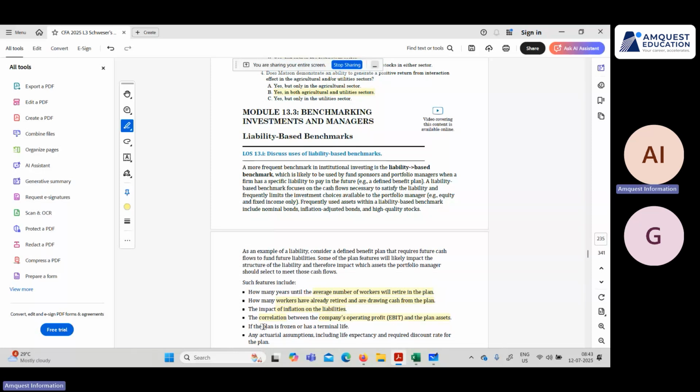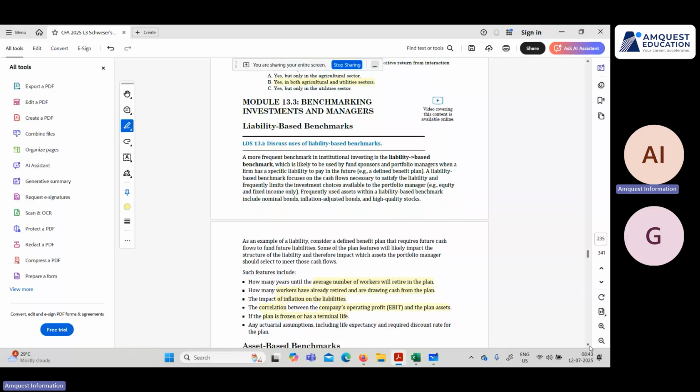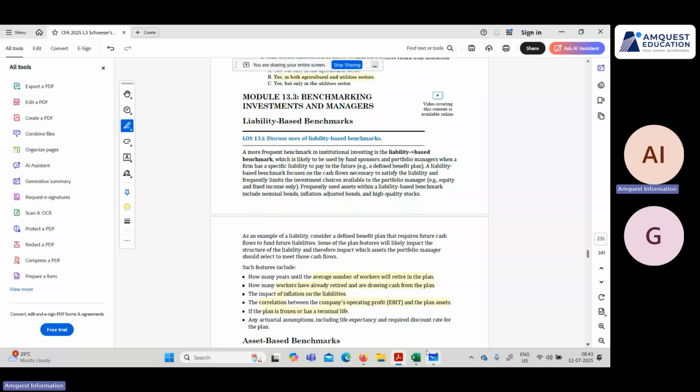Again, if the plan is frozen or has a terminal life, we will also need to see if it is a perpetual plan or does it have a terminal life. Accordingly, we can invest accordingly. And any actuarial assumption, including the life expectancy and required discount rate for the plan. So basically, this is more about the fact that there could be in-between cash.